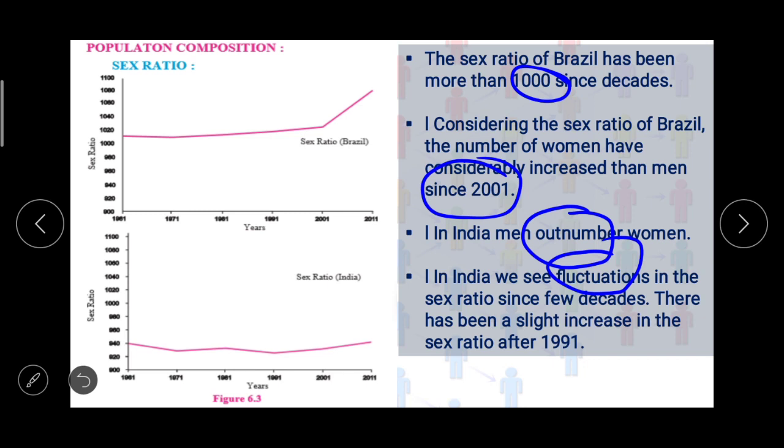1991. Here after 1991 थोड़ा सा ऊपर जाता हुआ हमें वो लाइन जो है वो दिख रही है. So keep in mind, whenever we talk about sex ratio, it is nothing but the number of females per 1000 males in region.